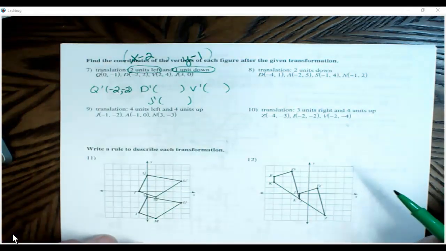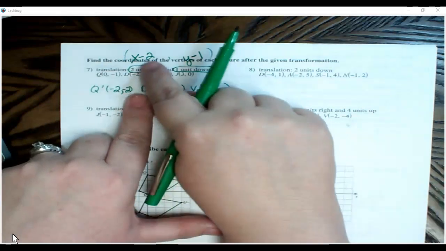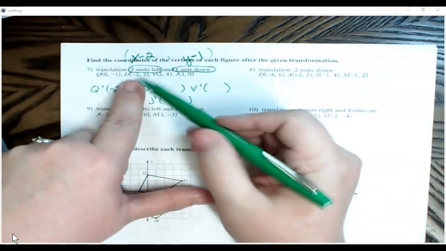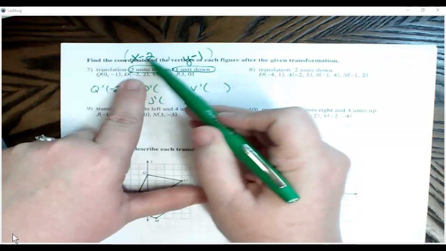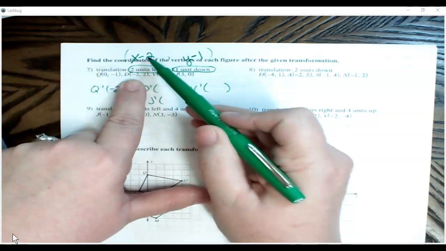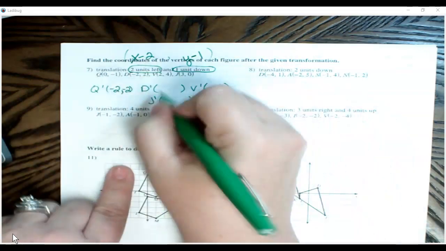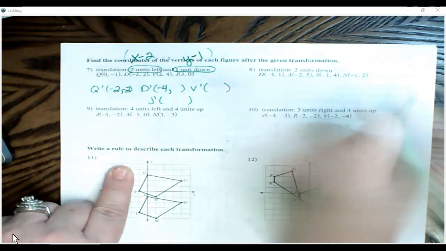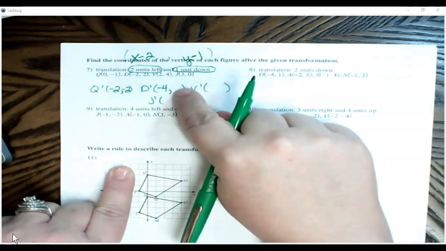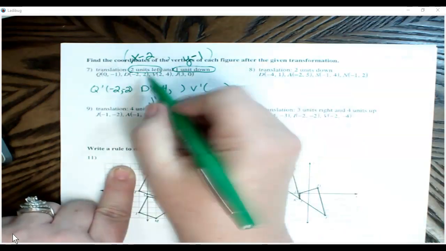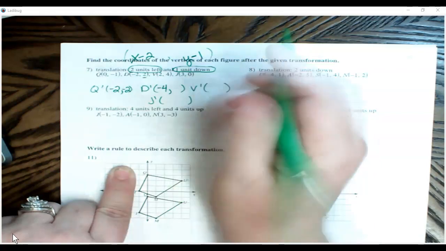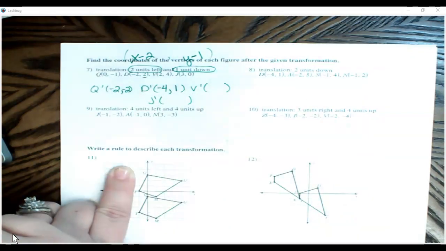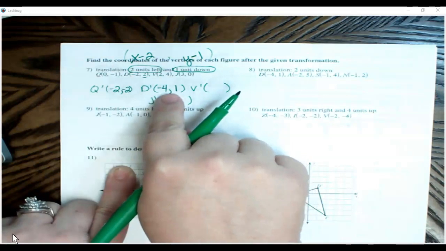Continuing on for D prime, I still have to use the same rule. So my x coordinate is negative 2, minus 2, because that's what my x rule tells me to do. Negative 2 minus 2 gives me negative 4. Now let's find my new y value. 2 minus 1 gives me a positive 1. There's my D prime coordinates.